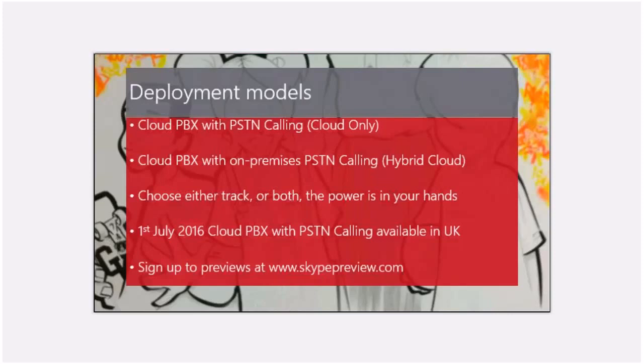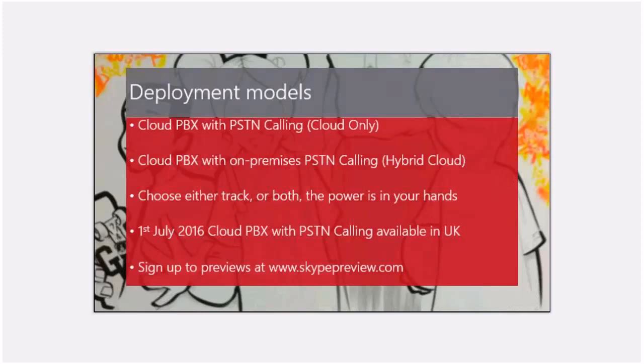So you can choose either with CloudPBX, the power to choose and look at those solutions, whether that's hybrid or cloud only. If you've already got an on-premises solution, you can look at building hybrid, enabling CloudPBX, and adding those licenses to your tenant. CloudPBX with on-premises PSTN is released now, so you can use that now. Cloud only will be coming shortly, and that's been announced, we believe, for the 1st of July. Currently it's in preview, we're using and testing that, and it'll be available in the UK.